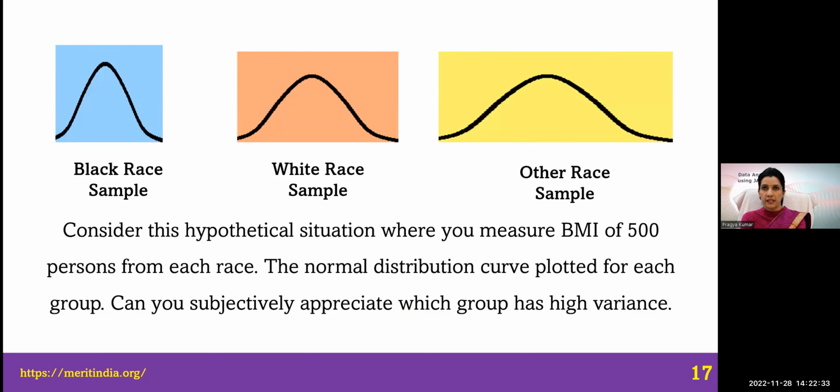Now, by this picture, can you say, this is a hypothetical situation again of 500 people from each race, and this is the normal distribution curve plotted for each group. Can you subjectively say which race has got the highest variance? Please type in the chat box. Others. Okay, all correct. Yes, seeing the spread, you can say that it is the others which has got the highest variance.